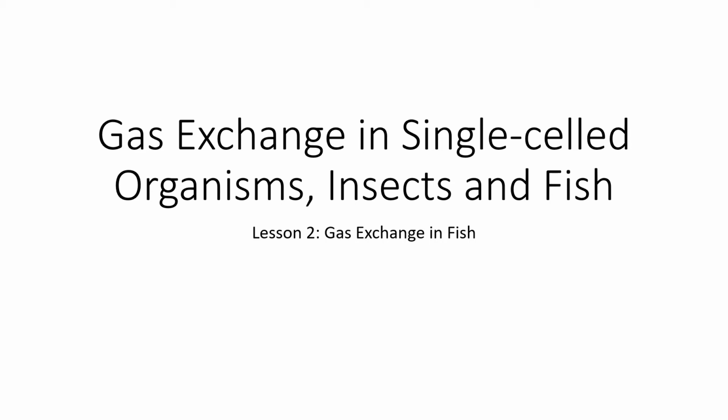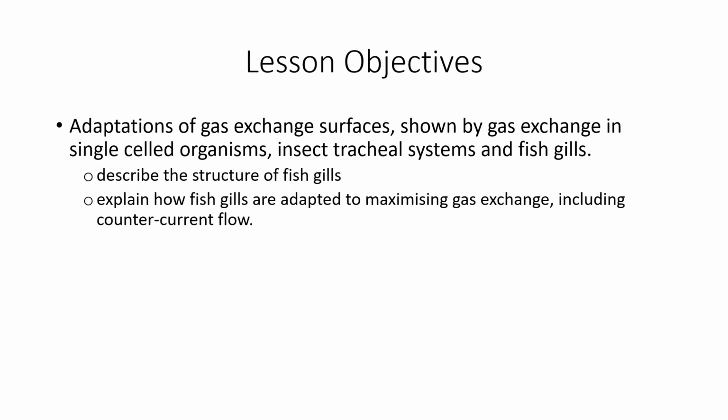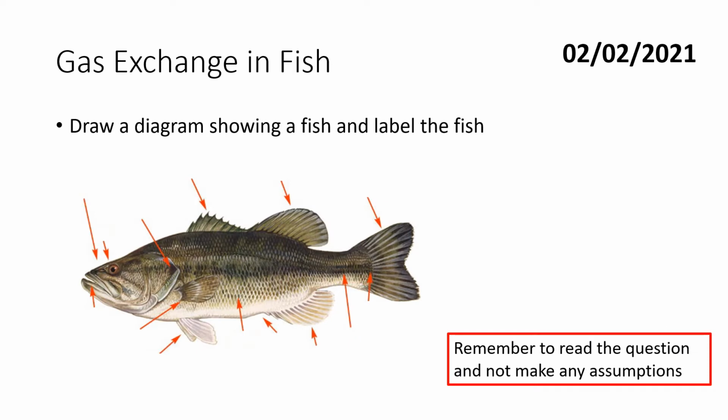This is an A-level biology presentation looking at gas exchange in fish. In this presentation, we're going to look at the structure of fish gills, and we're going to talk about what a counter-current flow system is and how it means that the fish gills are adapted to maximize the rate of gas exchange. First thing I'd like you to do is to draw a diagram showing a fish and label the fish.